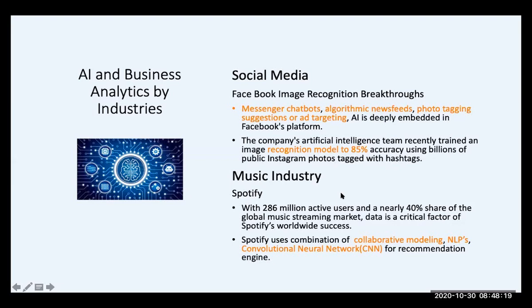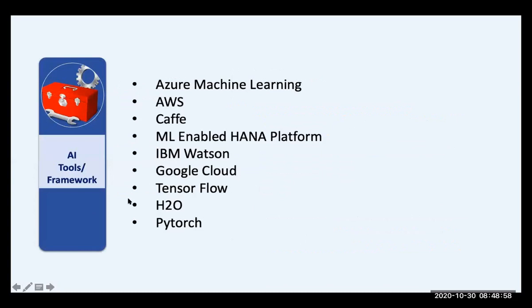Music industry, Spotify, Pandora: this is how we are getting those recommendations again. So these all are using AI. Spotify uses a combination of collaborative modeling, NLP, and CNNs for recommendation engines. All right, so these were some examples I wanted to add, so that we know all of us are using this in our daily lives. I just wanted to show how AI is helping business in every industry from an analytics point of view.